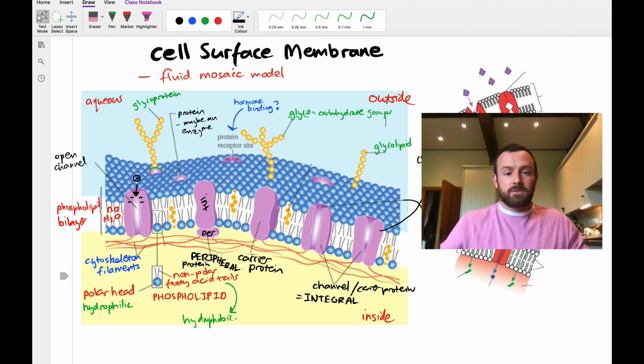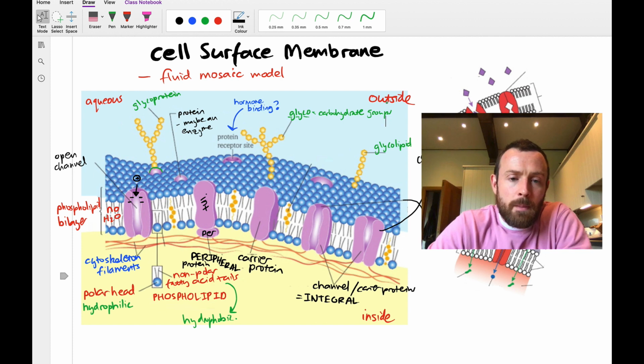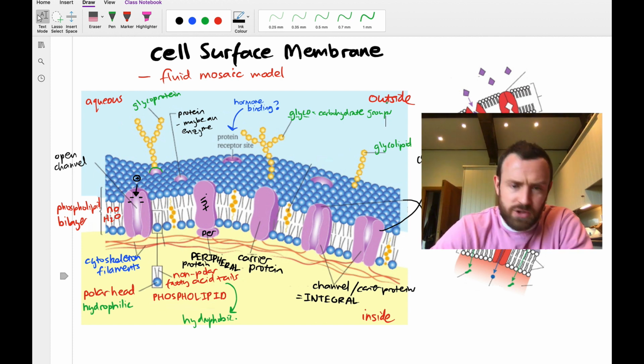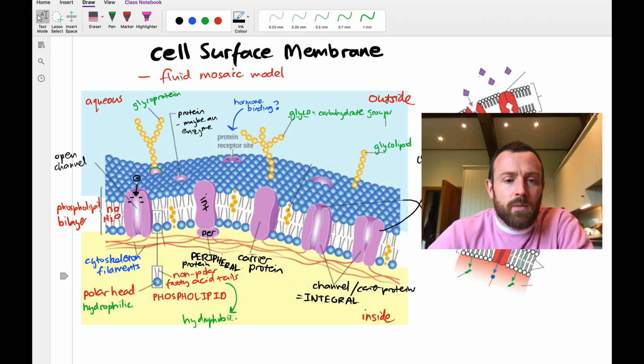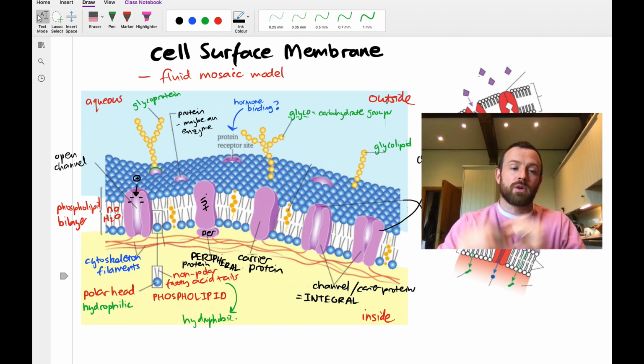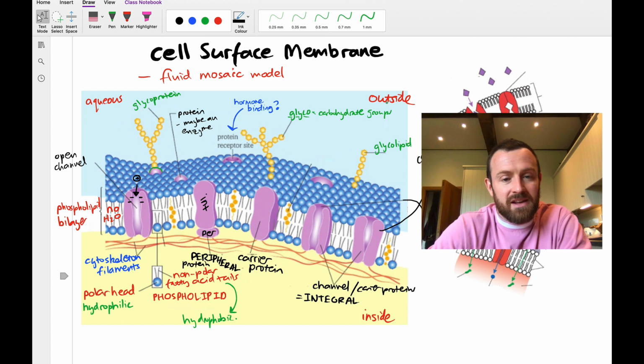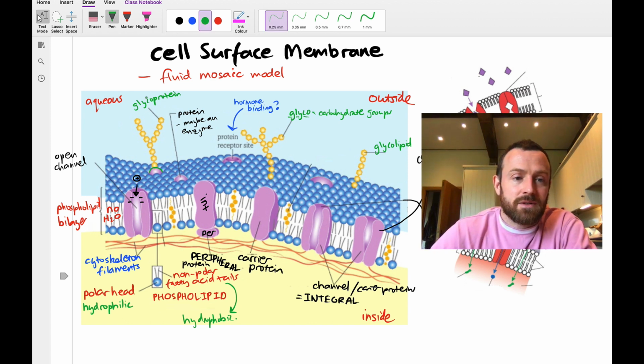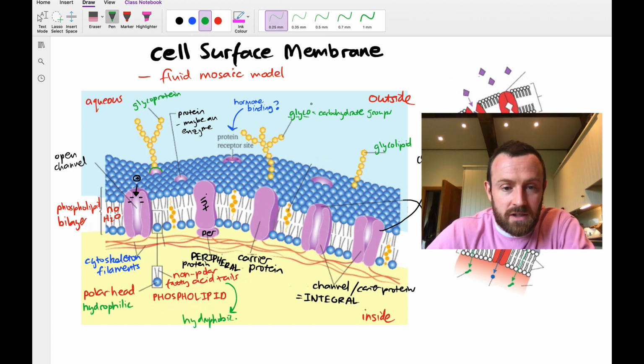So these carbohydrate groups kind of project outwards from the membrane. And there's another really weird word which you should be aware of. These glyco groups, these carbohydrate groups that project outwards, form something called the glycocalyx. I'm going to put this up here, and this is going to go over here. So this is the glycocalyx.